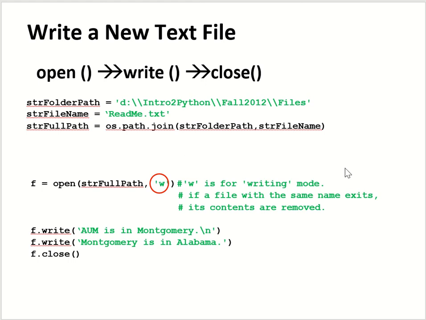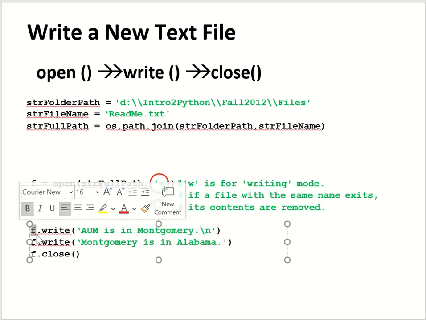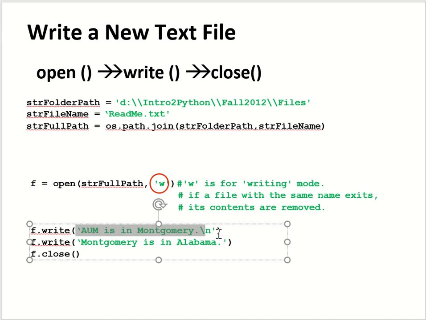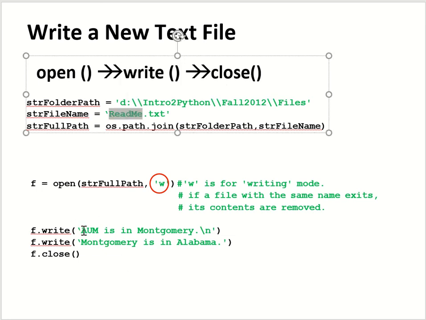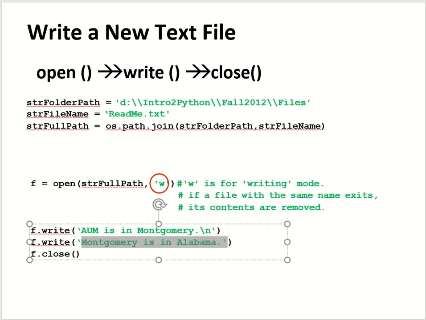So here, if we wanted to rewrite over README, we could write f.write. So on the file object, call the write method and pass the argument string "AUM is in Montgomery." followed by \n for a new line. You could call the write method again: "Montgomery is in Alabama." So we're just rewriting that information about Clark and Worcester, Massachusetts, and then close. And so if you looked in the README text, no matter what had been in there before, if it did exist, these 2 lines are what you'd see.